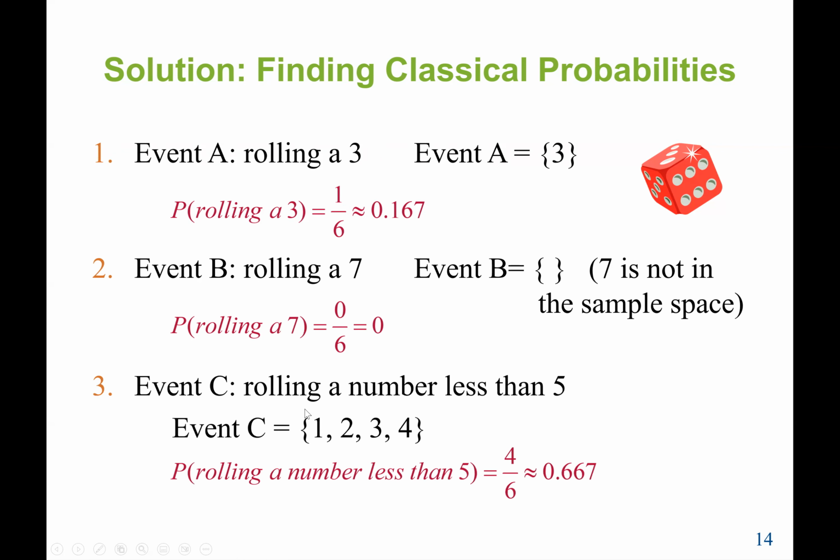Next, event C, roll a number less than 5. Now, to roll a number less than 5 means we have 1, 2, 3, 4. So the probability of rolling a number less than 5 will be 4 divided by 6, because we have 4 numbers that are less than 5, and the total outcome, or the sample space, is 6. So it will be 4/6.